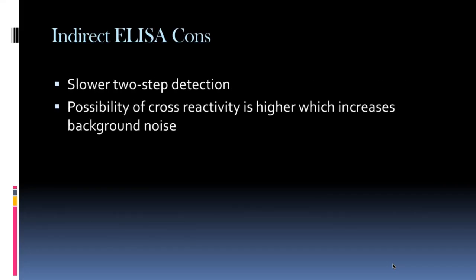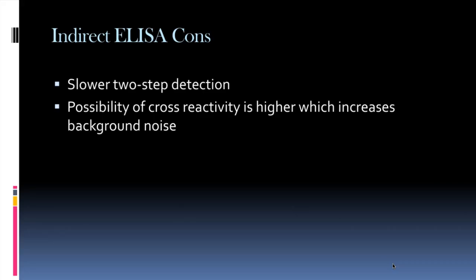There are disadvantages to indirect ELISA. One of them is that it's a little bit slower than direct ELISA. So there is two-step detection. There is the addition of an extra step where you have to add the secondary antibody. And so that slows down the process a little bit, but it still only takes typically 8 to 12 hours to complete. And the possibility of cross-reactivity is higher.